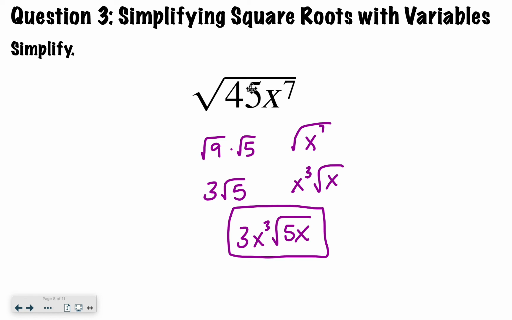Okay, for this problem, hopefully you said 45 breaks up into 9 times 5, or the square root of 9 times the square root of 5, which is just 3 times the square root of 5. And then for x to the 7th, that has 3 groups of 2 in it, and 1 left over. So you have x to the 3rd on the outside, x on the inside. And if you wrote everything together, it is 3x cubed, or 3x to the 3rd, on the outside, times the square root of 5x.